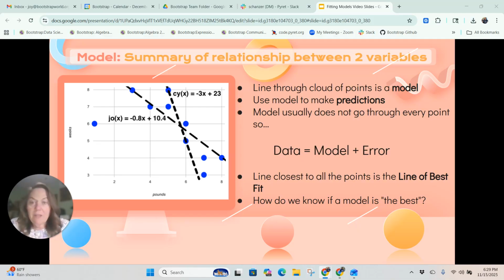However, as we look at these points, we see they're not all exactly on this straight line. Any predictor that we get, it's very rare that they're all going to be on whatever model that we can make go through these points. There's going to be some kind of error. And so we have the data and we have our model, but we have some little error that we add to it. But whatever line we can put through that gets closest to these points is going to be our line of best fit.